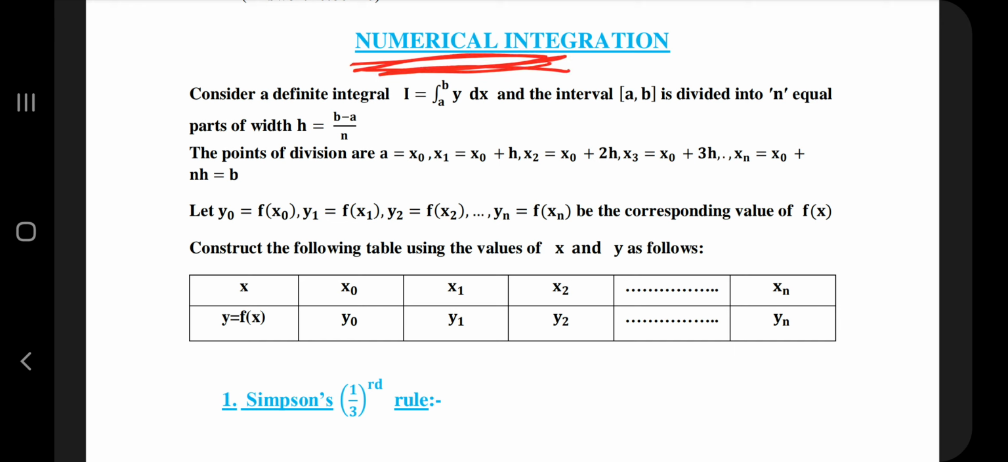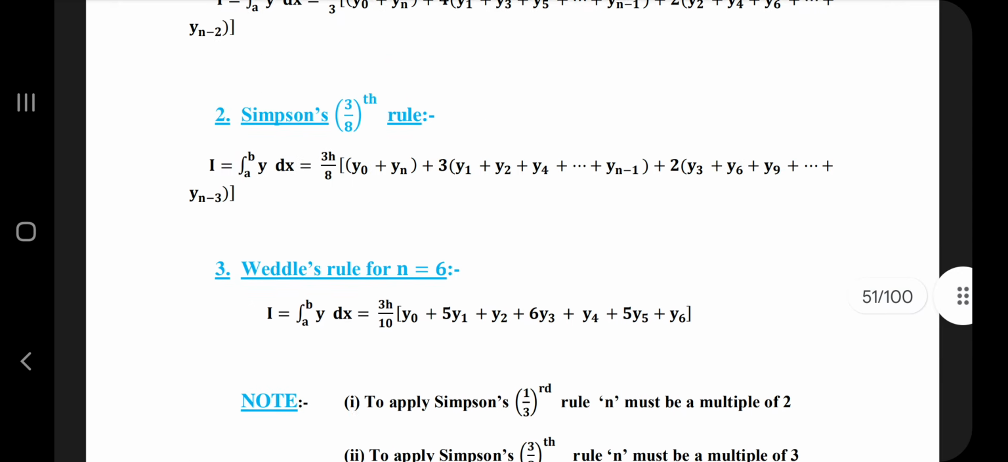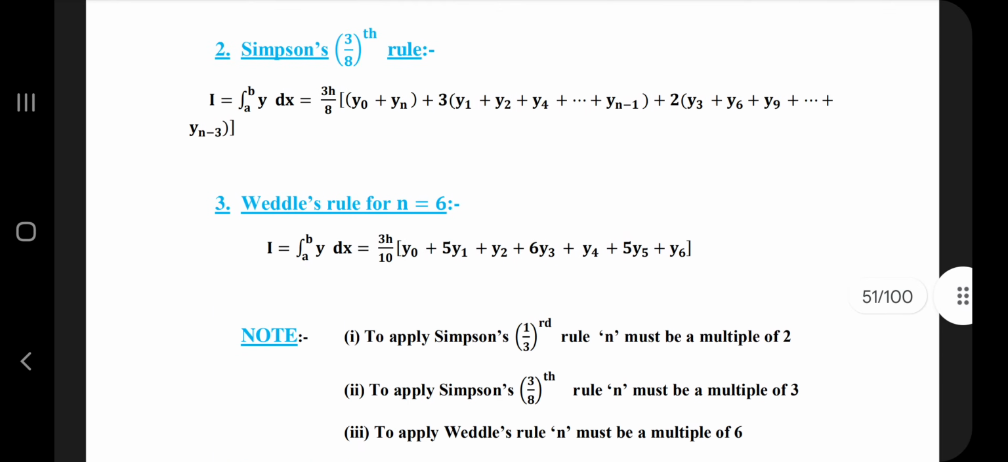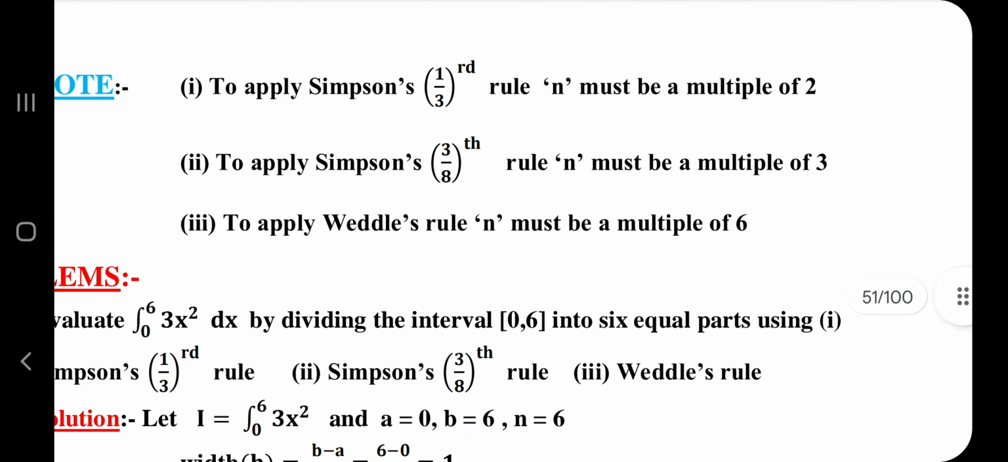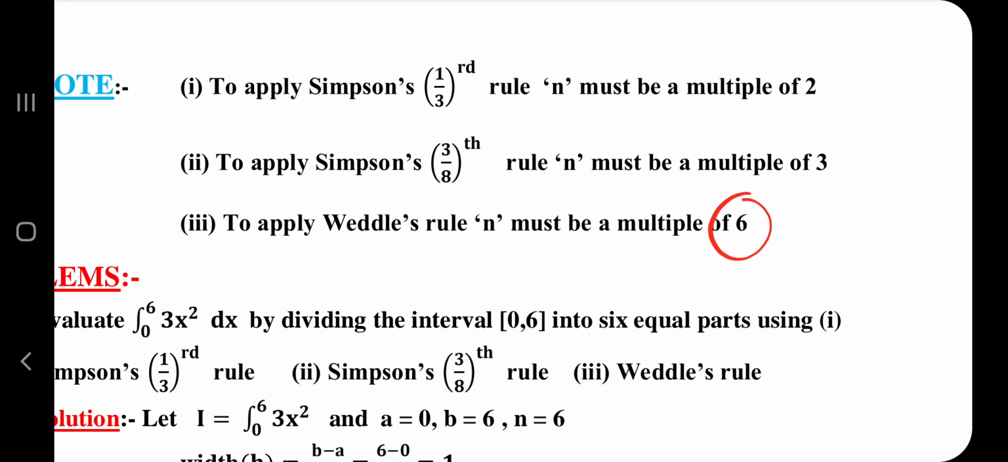Next is coming to the second half. In numerical integration, we have how many topics? Three topics are there: Simpson's 1 by 3rd rule, Simpson's 3 by 8 rule, and Weddle's rule. So three rules are there for three different scenarios, and here three different equations are given to us. We'll see how to apply these equations in different scenarios. When n is a multiple of 2, use this one. When n is a multiple of 3, use this one. When n is a multiple of 6, use this one. So let's take 6 only and understand all three of these, because 6 is a multiple of 2, a multiple of 3, and a multiple of 6 as well.